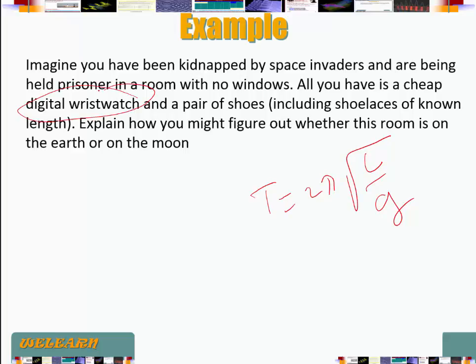Your digital wristwatch, since it's not using a pendulum, it's using some electronics to provide the time, is going to give the correct time, no matter where you are. It can be on the moon or at the surface of the Earth. So you calculate what the period should be and measure it with a wristwatch, and from there you can determine if you are getting the correct g or the wrong g.